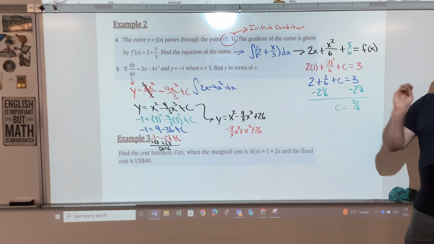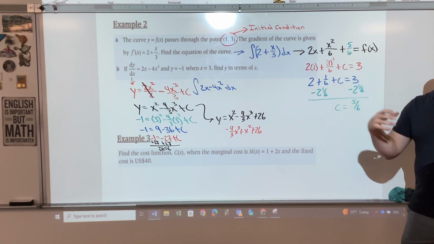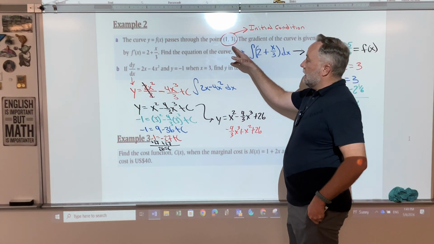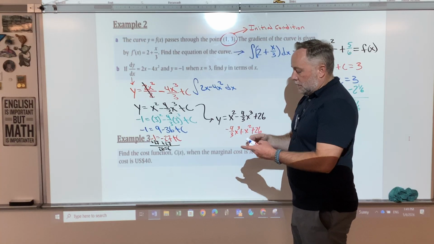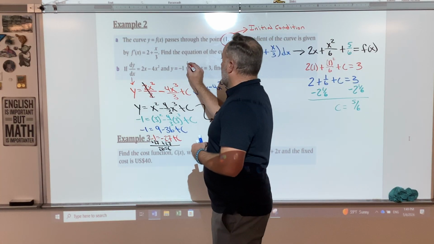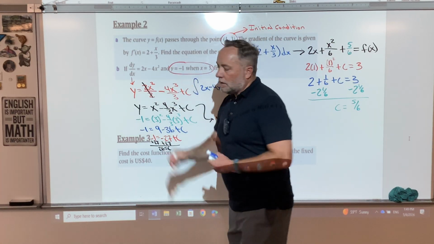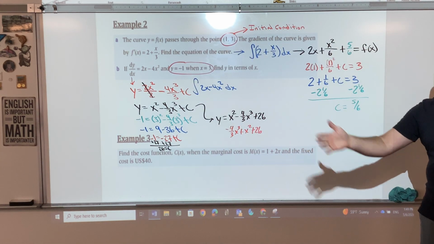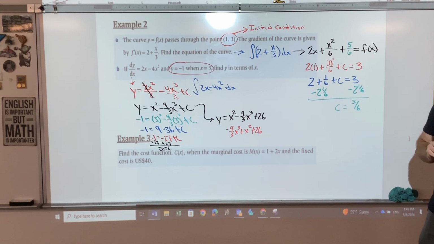So again, the only way you can ever find a value for the constant C is if you have some type of an initial condition. So that was our initial condition, and then this was our initial condition. We kind of got those in very similar ways. One was an ordered pair, and one was just this is y, this is x, and that is your initial condition. Okay, let's do one more.